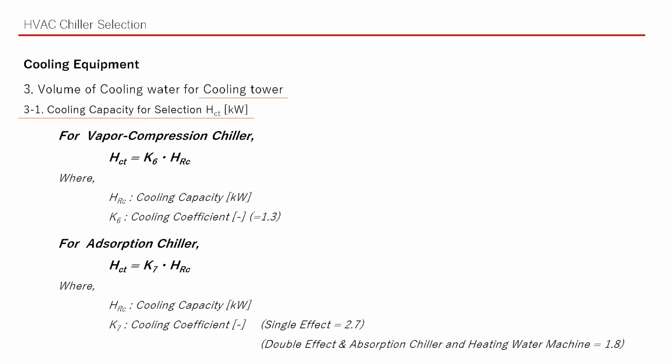3. Volume of cooling water for cooling tower. We will introduce cooling tower selection also. 3 to 1. Cooling capacity for selection HCT. The value of cooling capacity for cooling tower selection depends on the type of chiller used. For vapor compression chiller, 1.3 extra. For single effect chiller, 2.7 extra. For double effect chiller, 1.8 extra, as per these formulas.